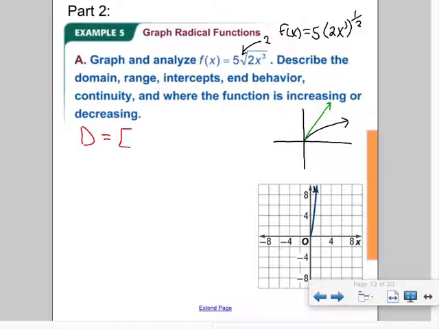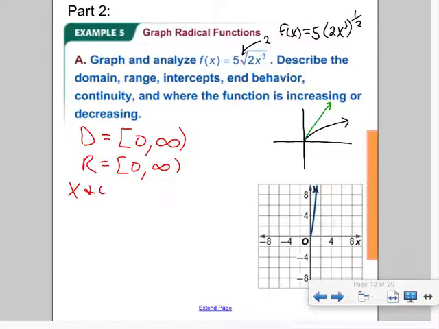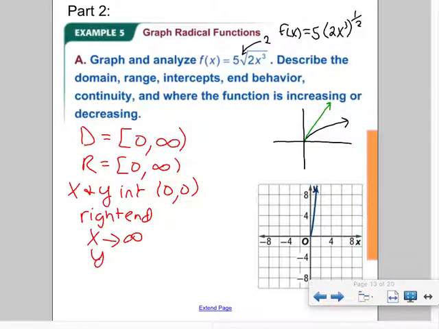Our domain is everything higher than and including 0. Our range is the same, from 0 to infinity. So for intercepts, remember you're asking yourself, where does it hit the x and y axis? It has both an x and a y intercept at the point 0, 0. As far as the end behavior, we really only have a right end. So as x goes to infinity, our y also goes to a height of infinity.